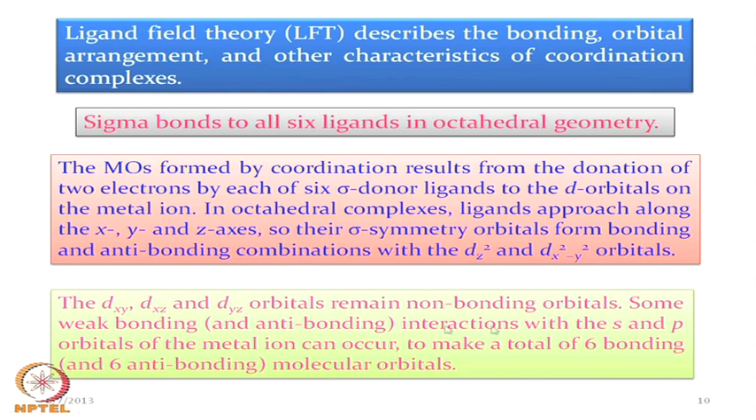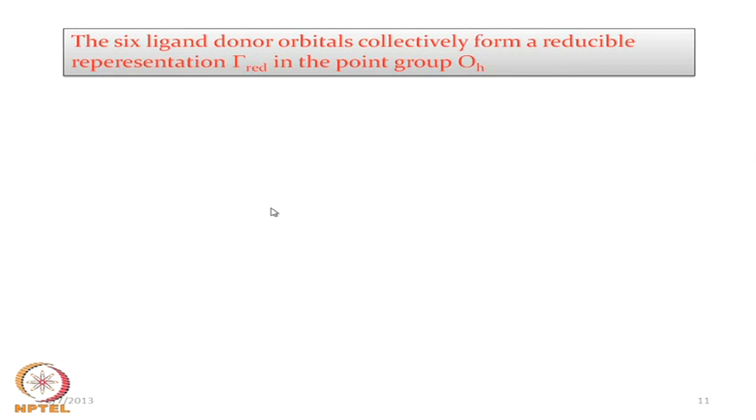So, we will have non-bonding orbitals, and then the s and p orbitals are involved. So, we will have 1 s and 3 p, 4 orbitals, plus the 5 d orbitals. All these orbitals can give rise to the corresponding 6 bonding and 6 antibonding molecular orbitals for the system. So, what we get is that the 6 ligand donor orbitals collectively form a reducible representation.